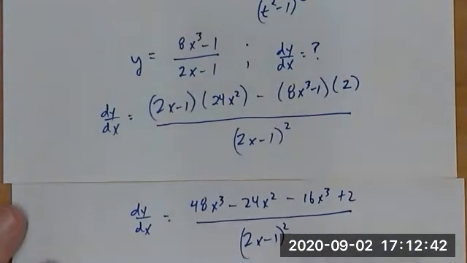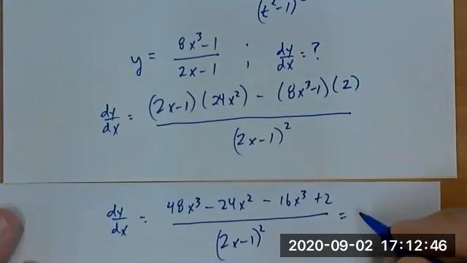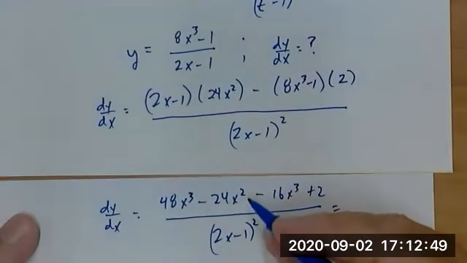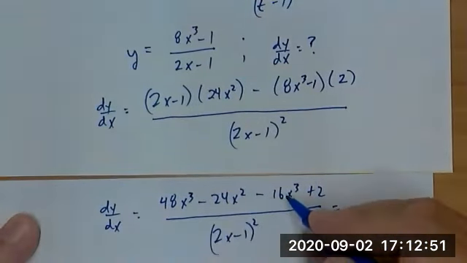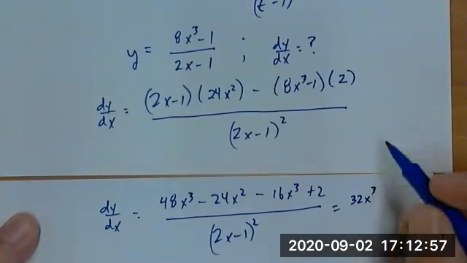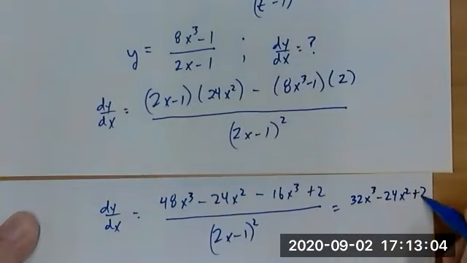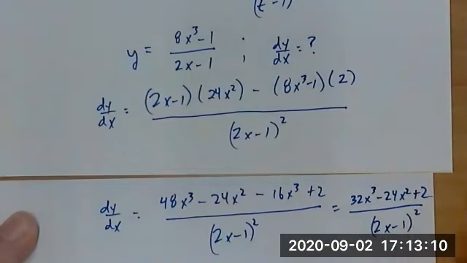So I can combine some like terms. And I can squeeze it in over here. So it looks like 48x cubed minus 16x cubed, which is 32x cubed minus 24x squared plus 2 all over this 2x minus 1 squared. And that's pretty much it.